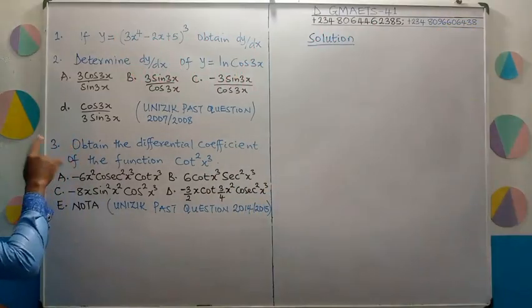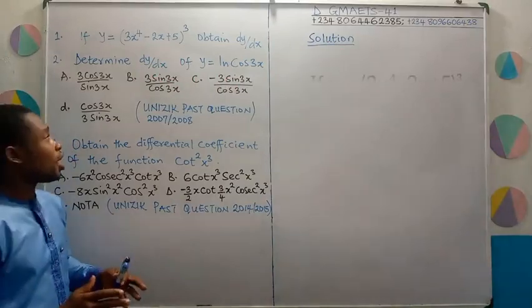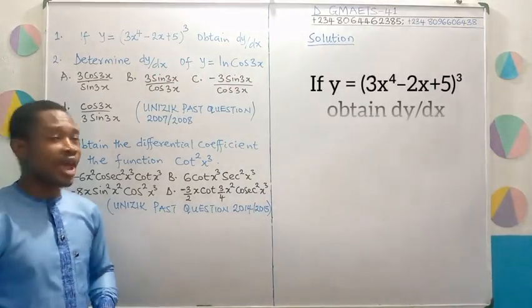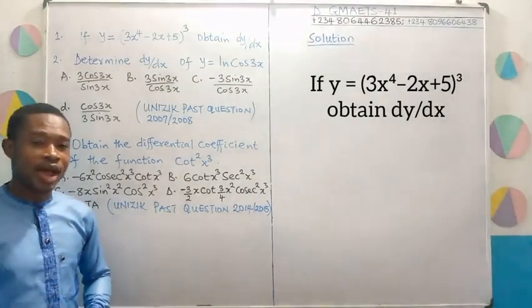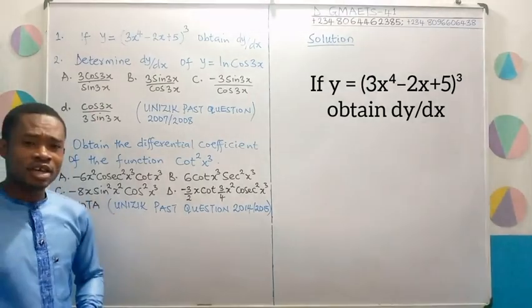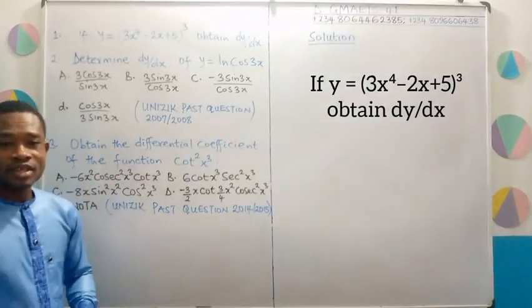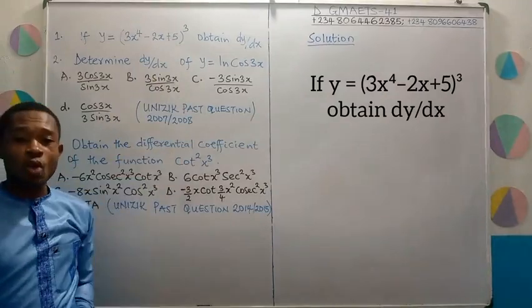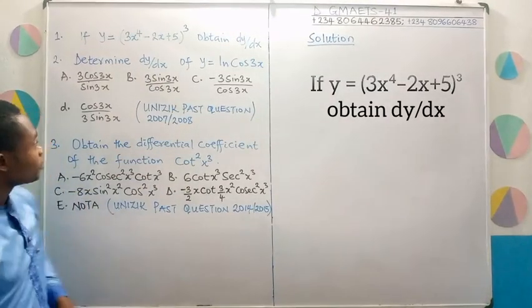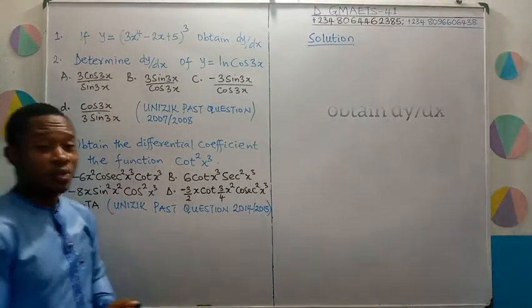Here we've got this question. The first one is, if y is equal to bracket 3x to the power of 4 minus 2x plus 5 close bracket raised to the power 3, obtain dy/dx. Let us solve that and see how we approach it.